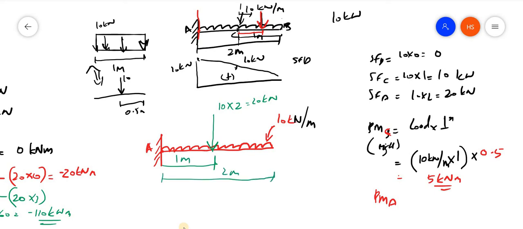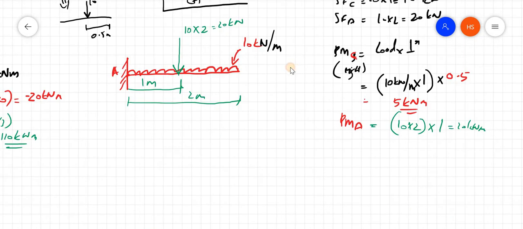Therefore what will be the moment? Moment will be load, 10 into 2, into perpendicular distance, that is 1. That is again 20 kilonewton meter. So the moment is 20 kilonewton meter. Okay. So we have found out the moments at B and C.